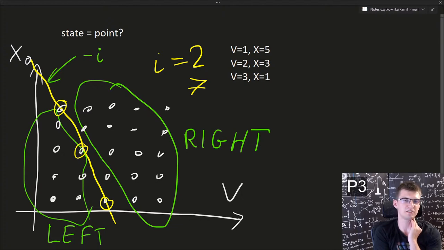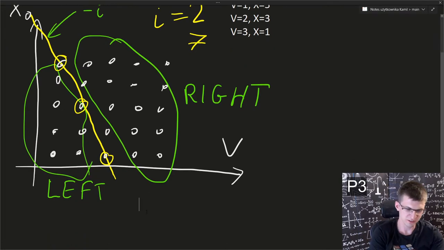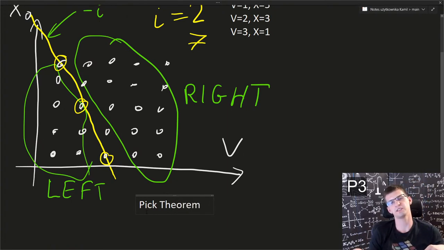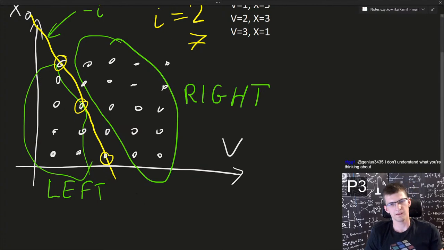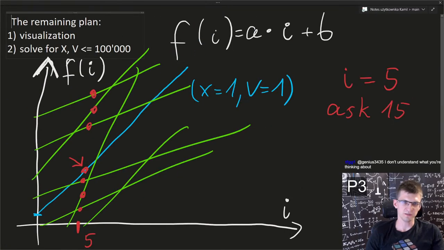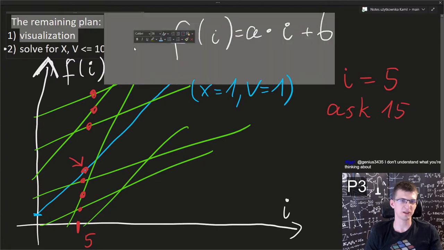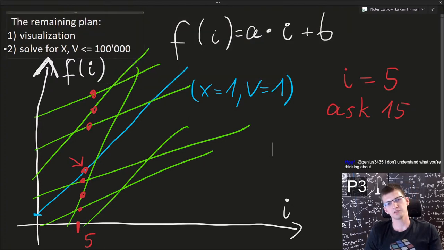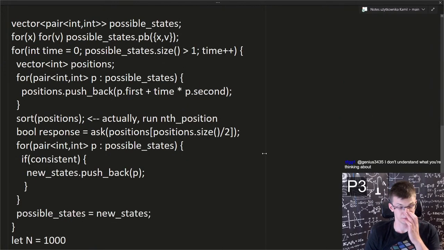If the last two sentences didn't make any sense to you, then just don't worry, it's not needed to solve this problem. But this interpretation is very promising, and you will try to use something called Pick's theorem, the thing that describes, depending on the number of vertices and some other stuff, the number of points inside a polygon, points with integer coordinates. Doesn't work. So visualization is not useful, but still in our remaining plan we have this. And really, to solve it like that, we should just improve the code without really visuals.